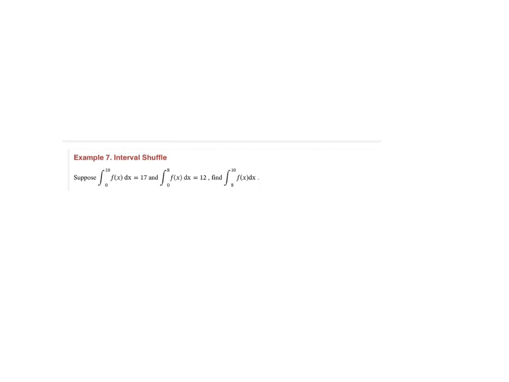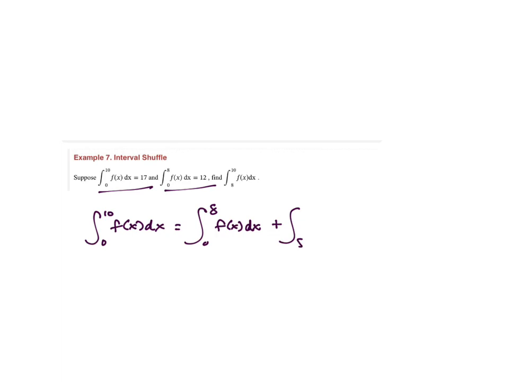And they give us an integral on the interval from 0 to 10, and they tell us, hey, that is equal to 17. And from 0 to 8, the integral is equal to 12. So it must be 5. Okay, so how do we get there? Right? So we're having the integral from 0 to 10 of f of x dx is equal to the integral from 0 to 8 of f of x dx plus the integral from 8 to 10.